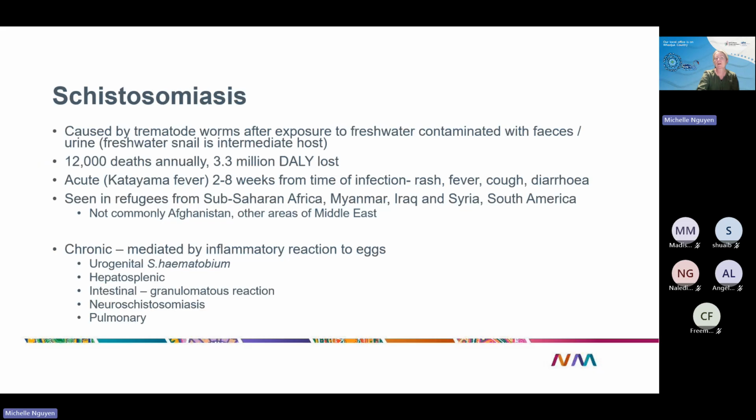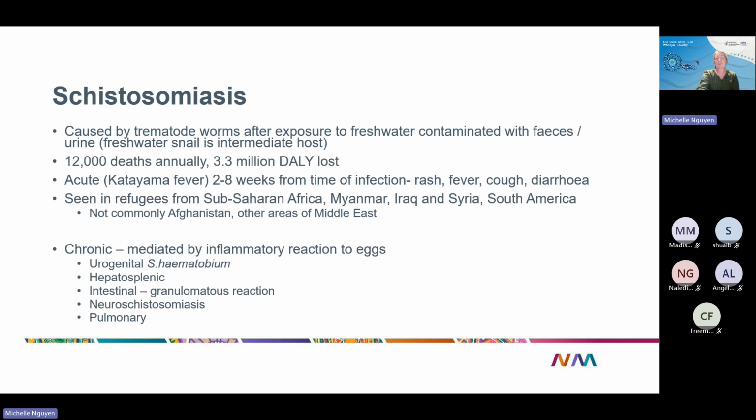It's caused by these trematode worms after exposure to fresh water contaminated with feces or urine. Freshwater snails act as an intermediate host. It's still a problem in many countries, and there are still actually 12,000 deaths annually worldwide from schistosomiasis. But the number of disability-adjusted life years lost is much higher, at 3.3 million, so it does cause chronic disease.